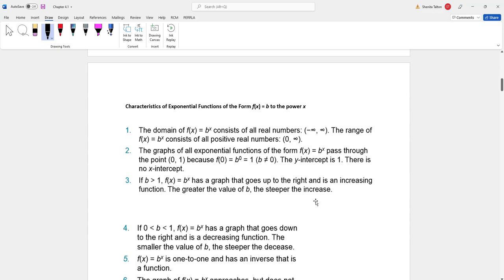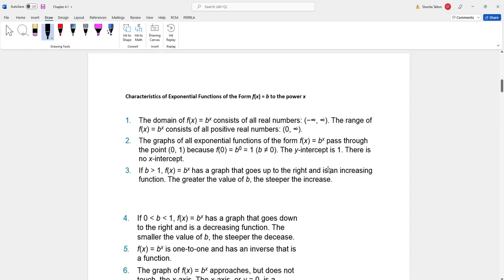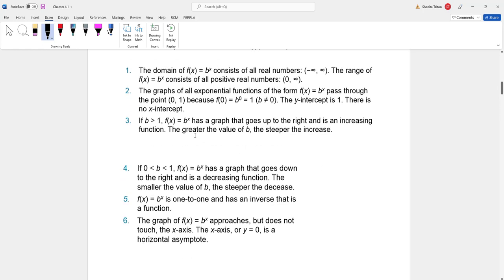So now let's talk about the domain. The domain of f of x is equal to b to the x power consists of all real numbers from negative infinity to infinity, and the range consists of all positive real numbers, 0 to infinity. The graph passes through the point 0, 1, and that's because anytime you raise a number to the 0 power, you get 1. The y-intercept is 1. There is no x-intercept. The graph of the exponential function goes up to the right and is increasing. The greater the value of b, the steeper the increase.